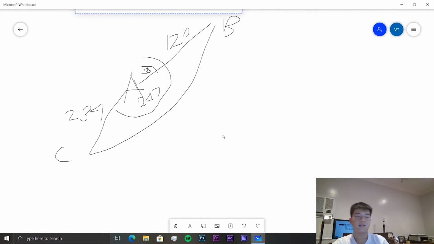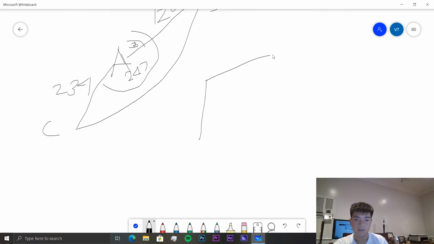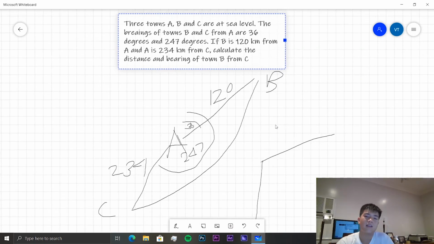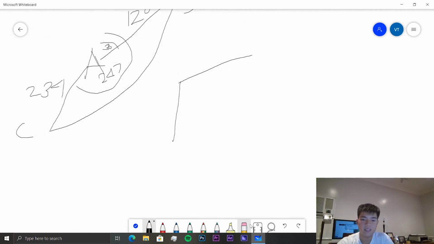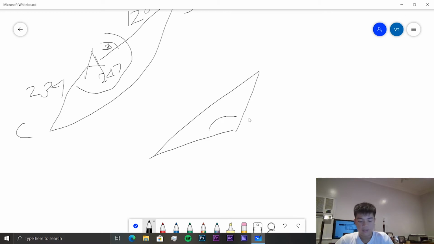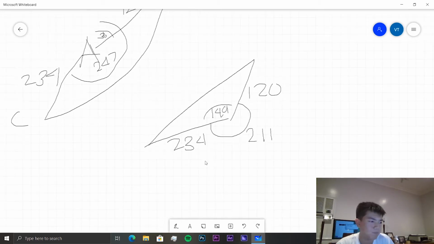Okay, so we know the angle. This is like a triangle with an angle of 247. Oh, okay. So actually, it flexes the other way. So it would be a triangle like this instead. So we have 211. So this is 211 degrees. So the remaining would be 360 minus that. So this would be 149 degrees. We know that B is 120 kilometers from A, and C is 234. So now we can find this remaining line.